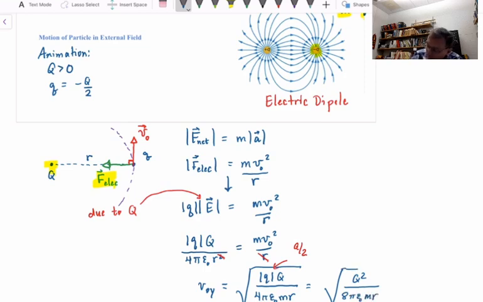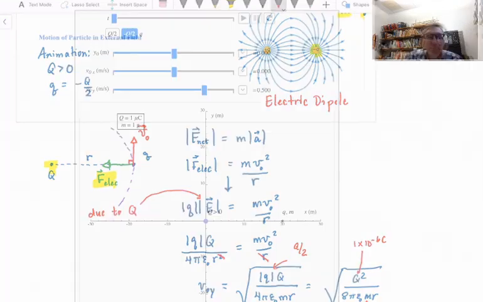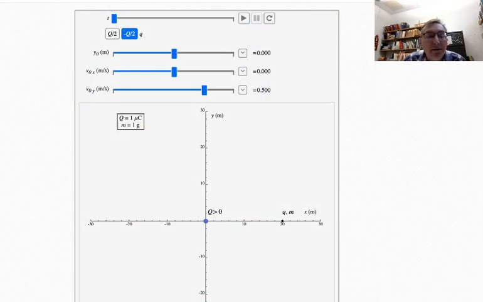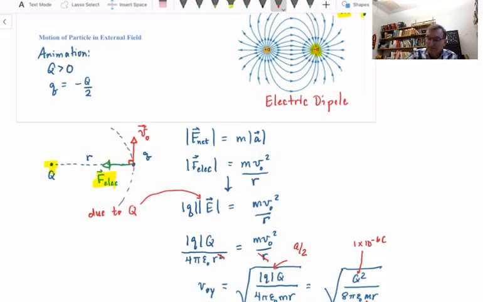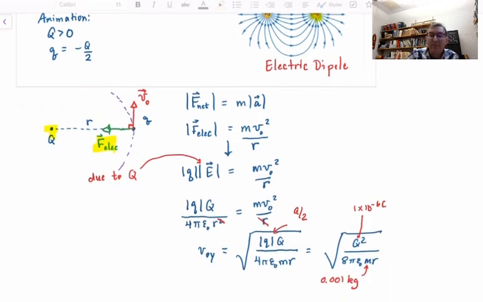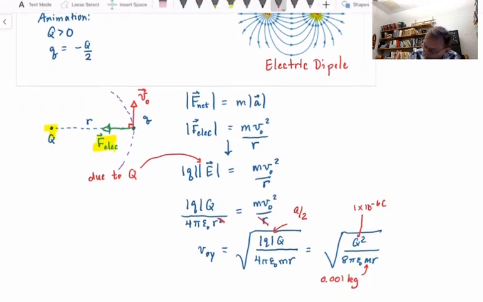And for the big Q, plug in 1 times 10 to the minus 6 coulombs. Don't forget to square that. For the m, plug in 0.001 kilograms. And the r from the animation would be 20 meters. See how far it is initially from the origin? 20 meters. Turn that up just a little bit more so you can see that better.